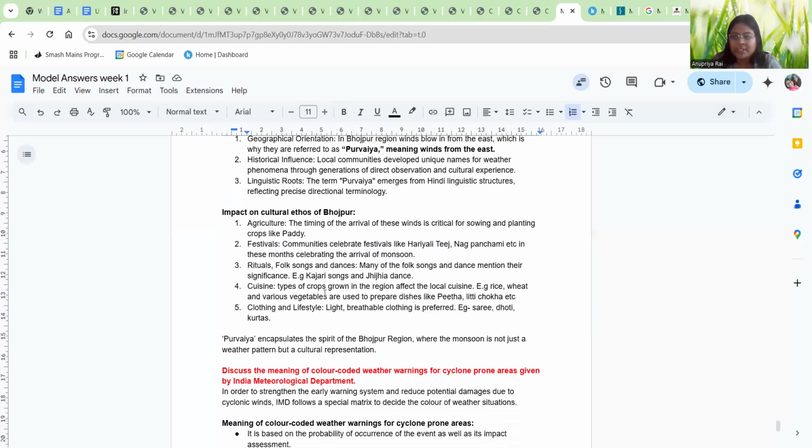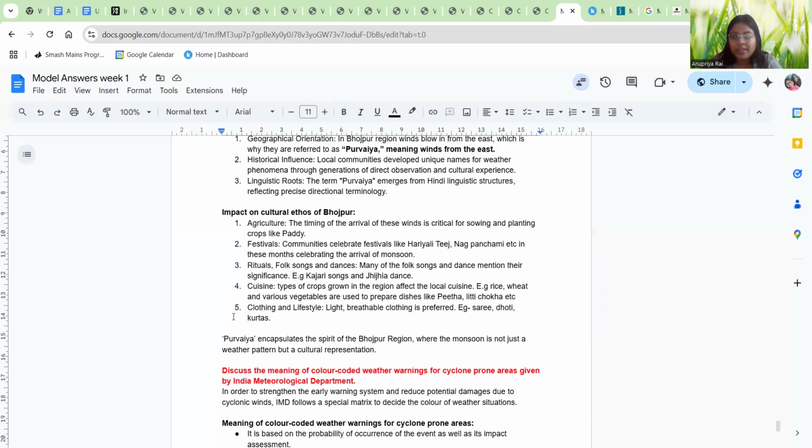Okay, you can talk about cuisine, like a lot of cuisine that is made particularly due to agricultural produce like rice, wheat, etc. There are a lot of local delicacies, like I have given an example, litti chokha. Okay, like pita, etc. Okay, so then you'll talk about lifestyle, because monsoon makes the climate very humid.